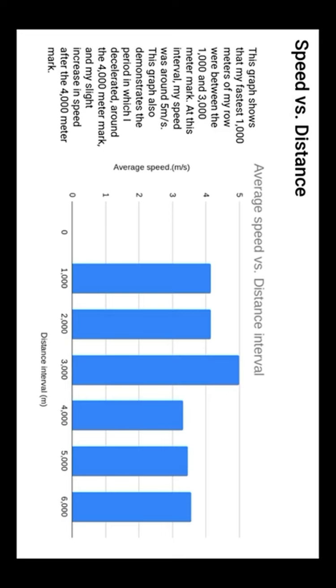My second graph is a column graph, which shows my fastest 1,000 meter row, between the 1,000 and 3,000 meter mark. At this interval, my speed was around 5 meters per second. This graph also demonstrates the period in which I decelerated around the 4,000 meter mark and my slight increase in speed after the 4,000 meter mark. And this also shows that at 3,000 meters I was erging my fastest, and then at 4,000 meters I was rowing my slowest.